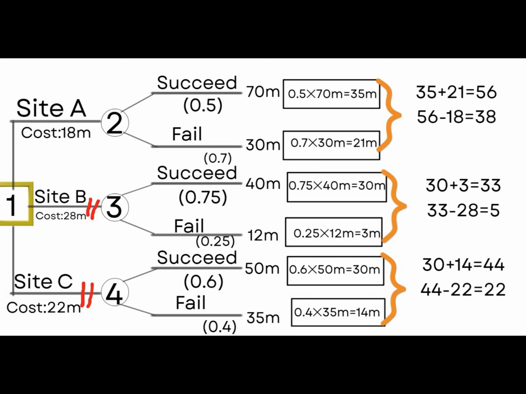So now we can decide that from these three sites, site A, site B and site C, we can easily identify that site A gives us the most return, most profit. So the business will choose site A, and the other two sites, site B and site C, are rejected, so they will be marked with two parallel lines.